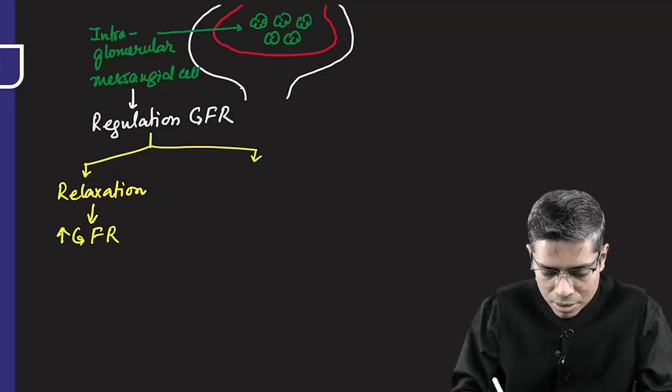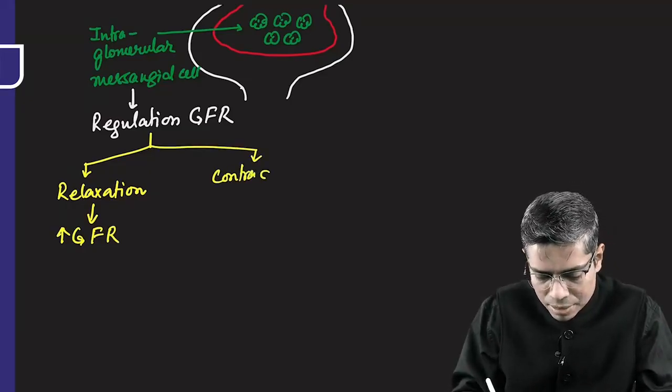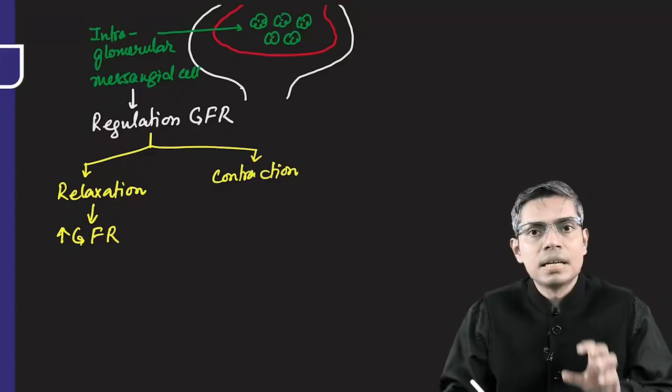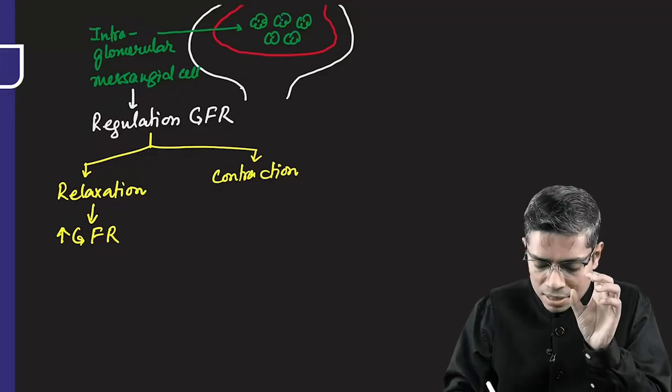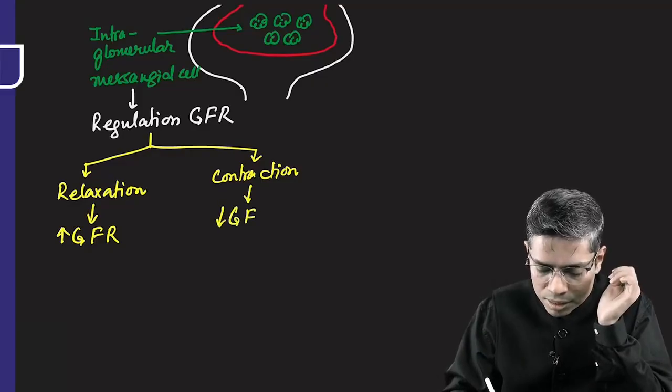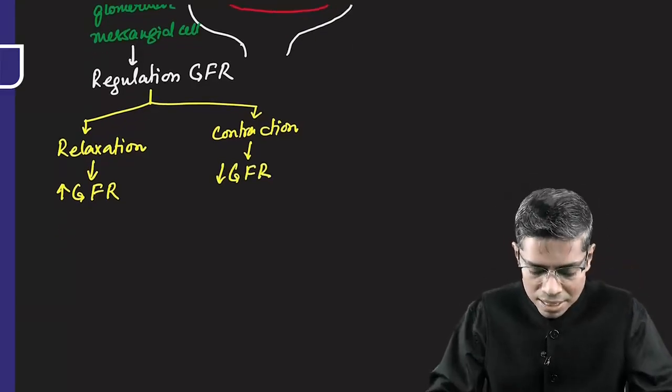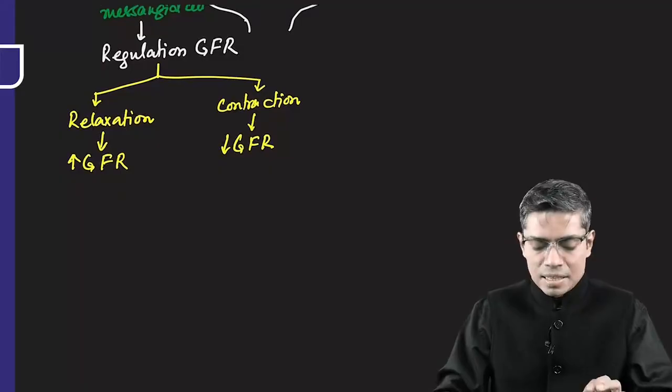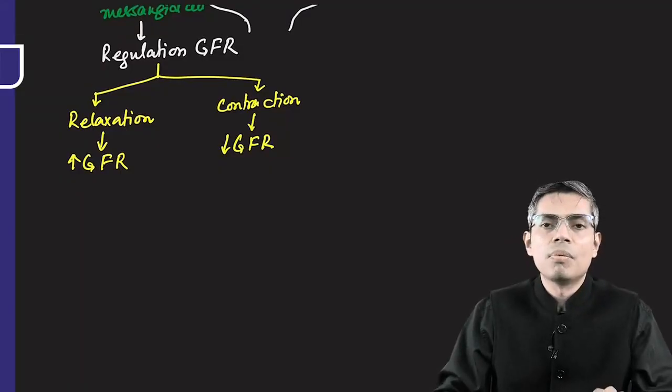If there is contraction of these intraglomerular mesangial cells, then there will be constriction of the capillary that will reduce the GFR. This way, the intraglomerular mesangial cells are responsible for regulation of GFR.